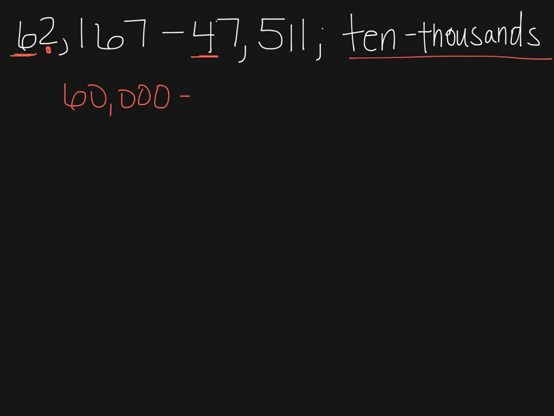Now I'm looking at 47,000 here. So if I look at my 7, I'm asking, is that going to round my number up to 50,000 or down to 40,000? Now the 7 is 5 or more, so that means I'm going to round up to 50,000 here.